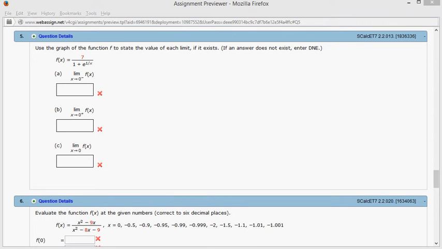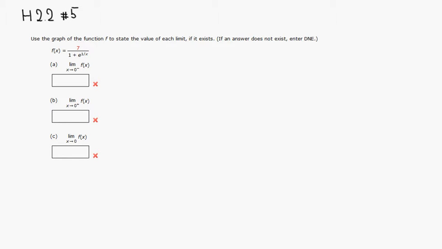Alright, let's look at homework 2.2, problem number 5. Use the graph of the function s to state the value of each limit if it exists. Actually, maybe let's try to do it without the graph. For part A, x is approaching 0 from the negative side.